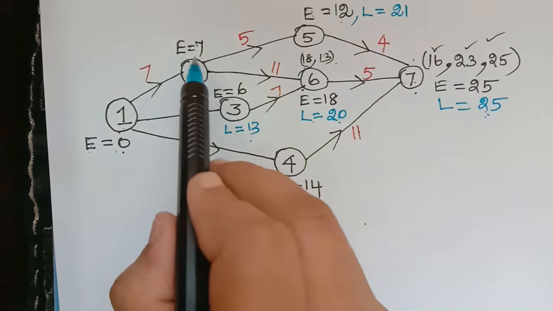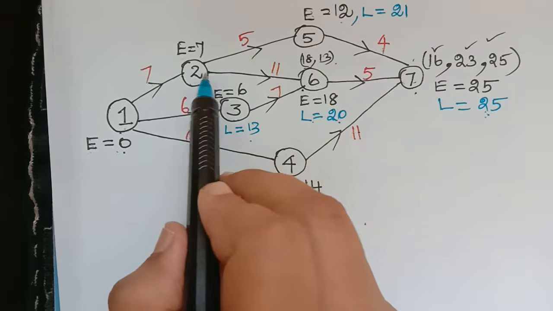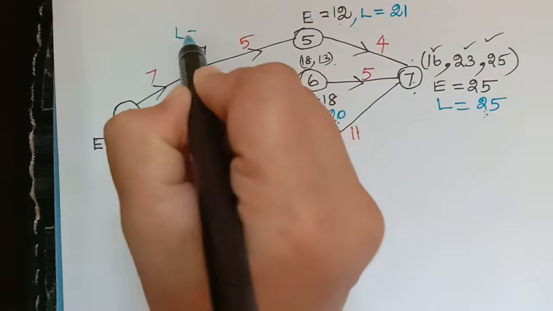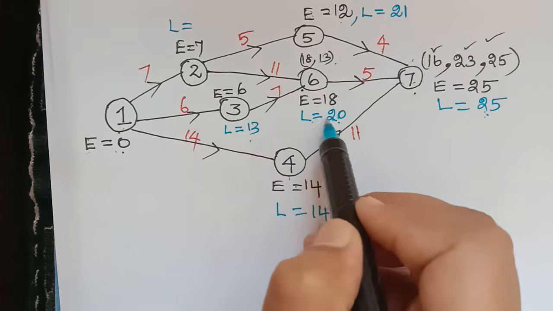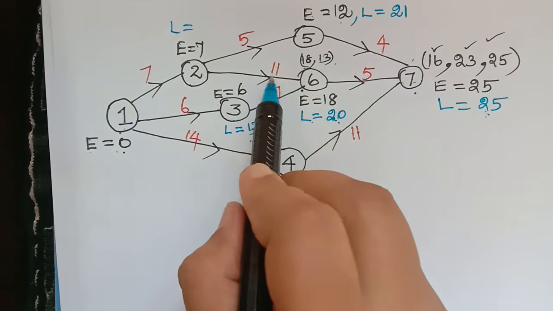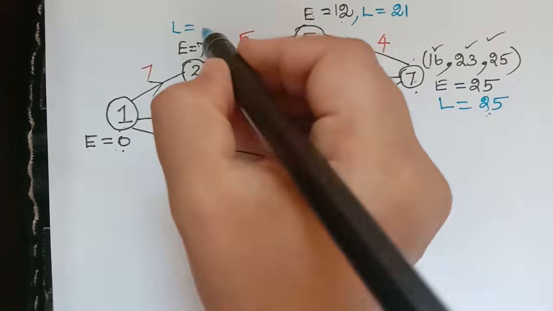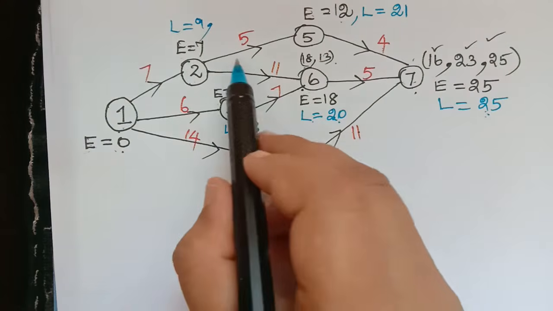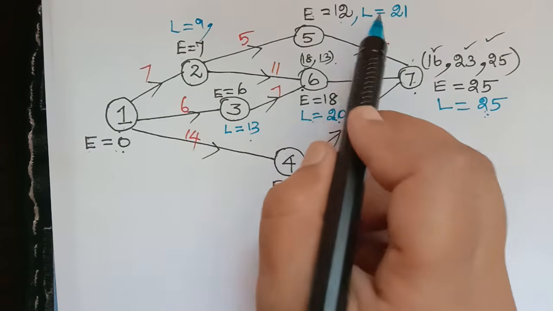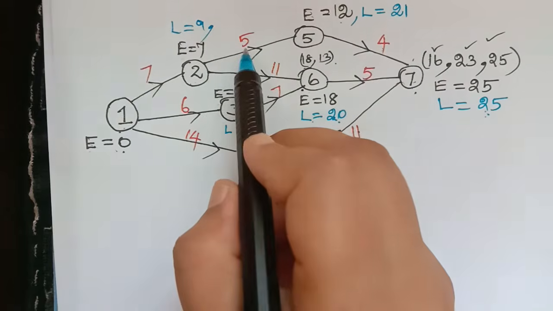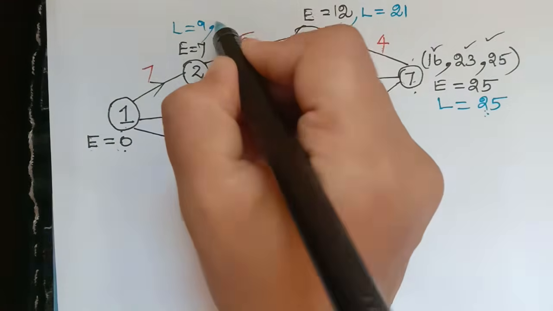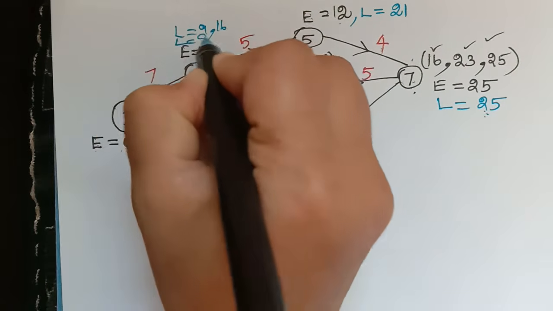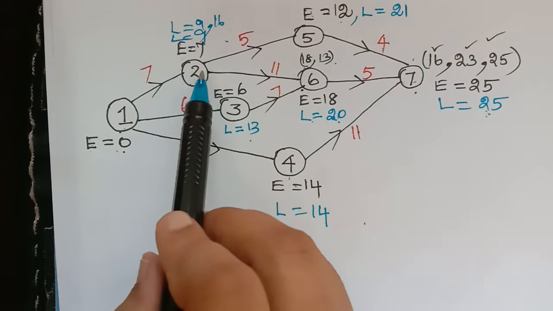For the event 2, there are 2 activities emanating from it. So we have to calculate the value of L. So one is this, that is L equal to 20. So 20 minus 11 we have to do, and that will be 9. So the value of L will be 9, comma, that is we have to choose the minimum, right? So 9, comma, now here we have an activity, the value of L is 21. So 21 minus 5, which is 16. So the minimum of these two is 9, and so the value of L is equal to 9 over here. And then this event is done.